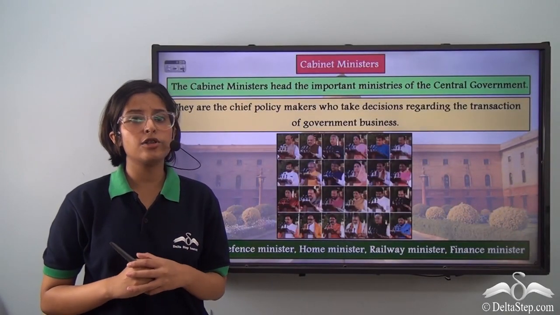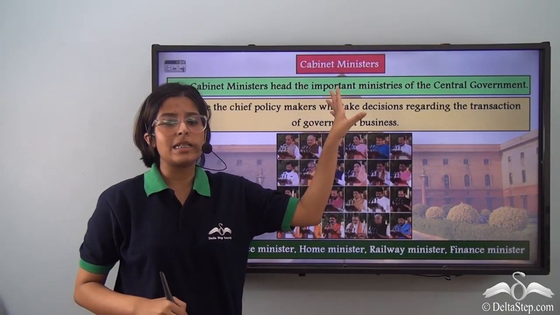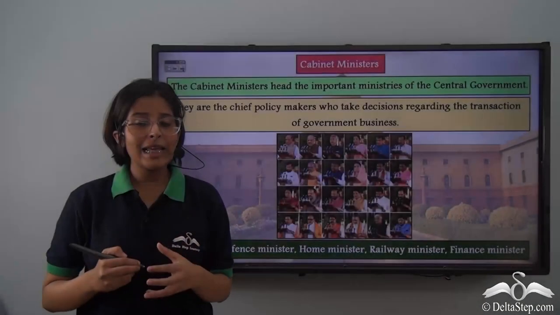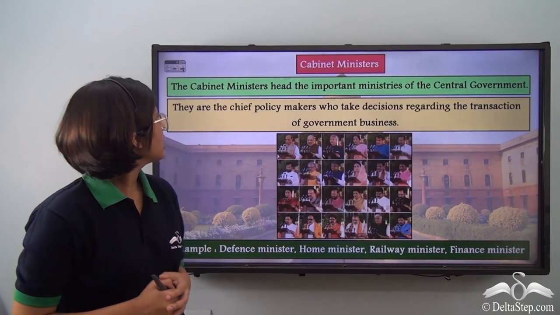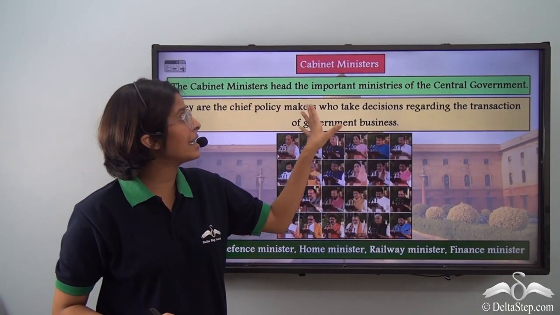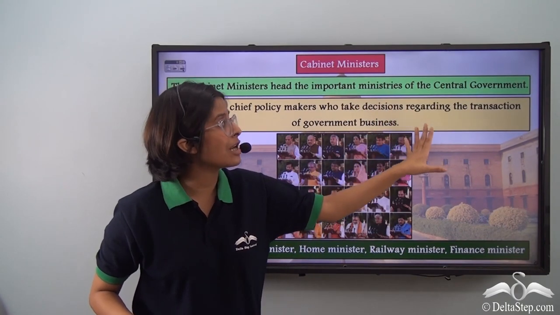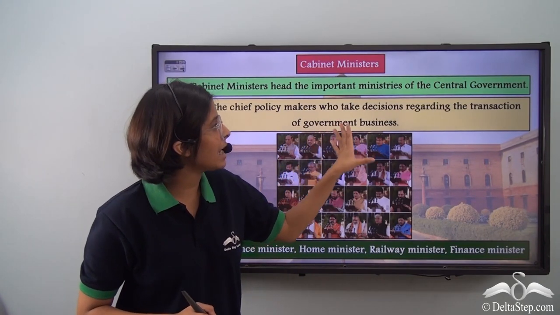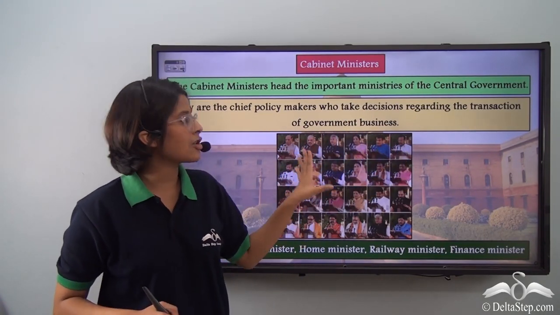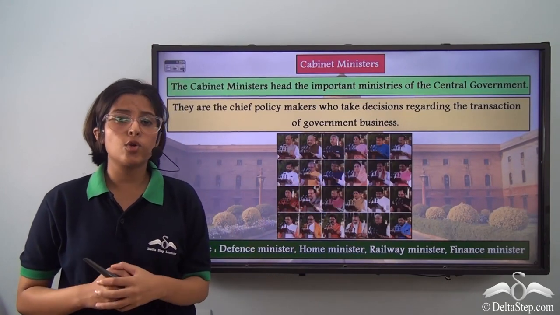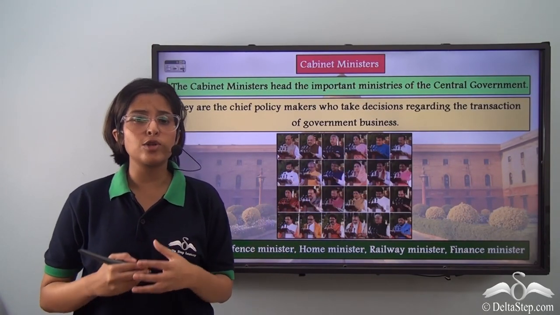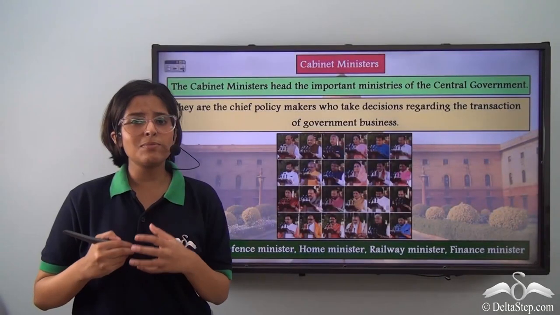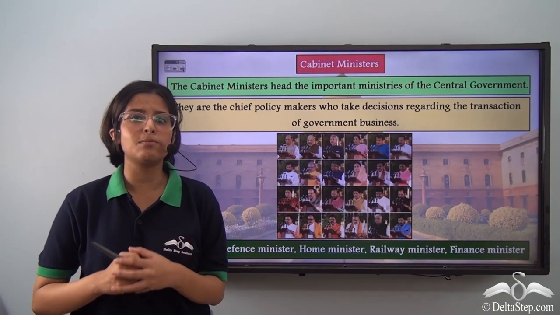The first category of ministers are the cabinet ministers. These ministers are the closest body to the Prime Minister. They consist of the senior most ministers. The cabinet ministers head the important ministries of the central government. And they are the chief policy makers who take decisions regarding the transaction of government business. So the cabinet are the closest body to the Prime Minister who decide the policies of the government together. The cabinet ministers are the heads of their various departments.